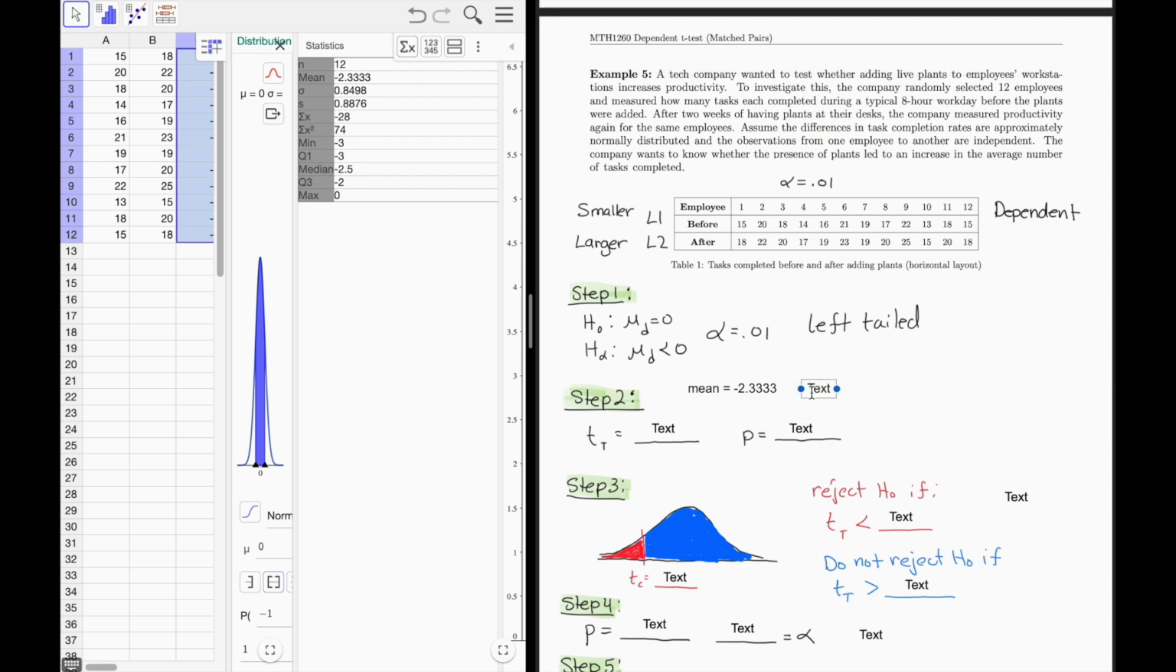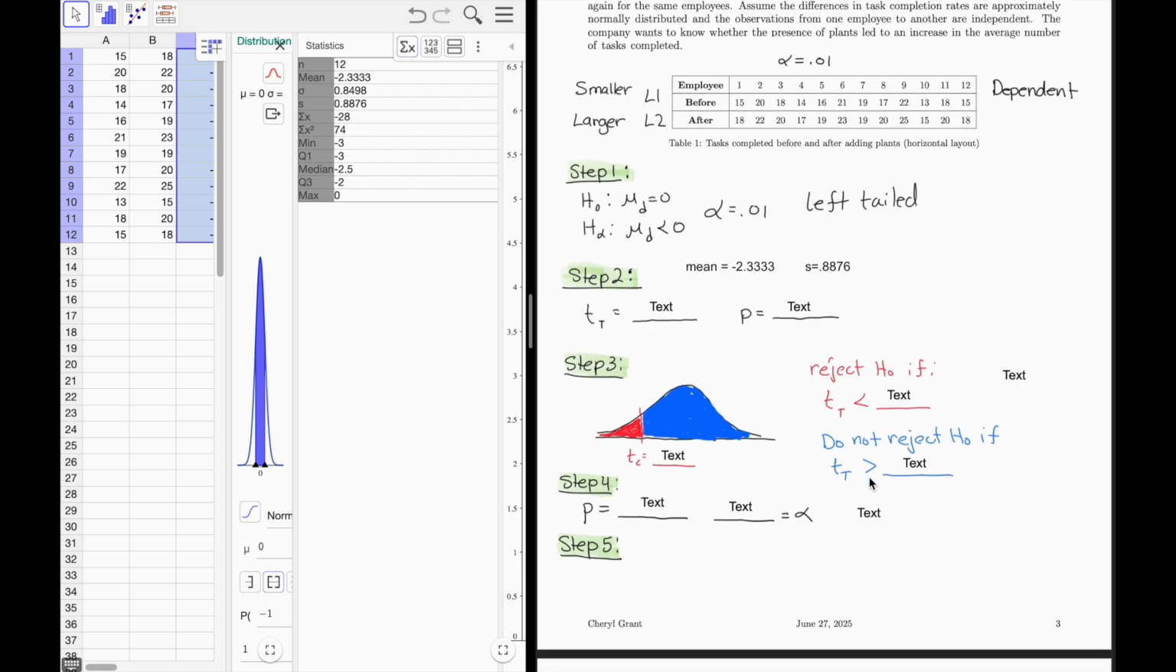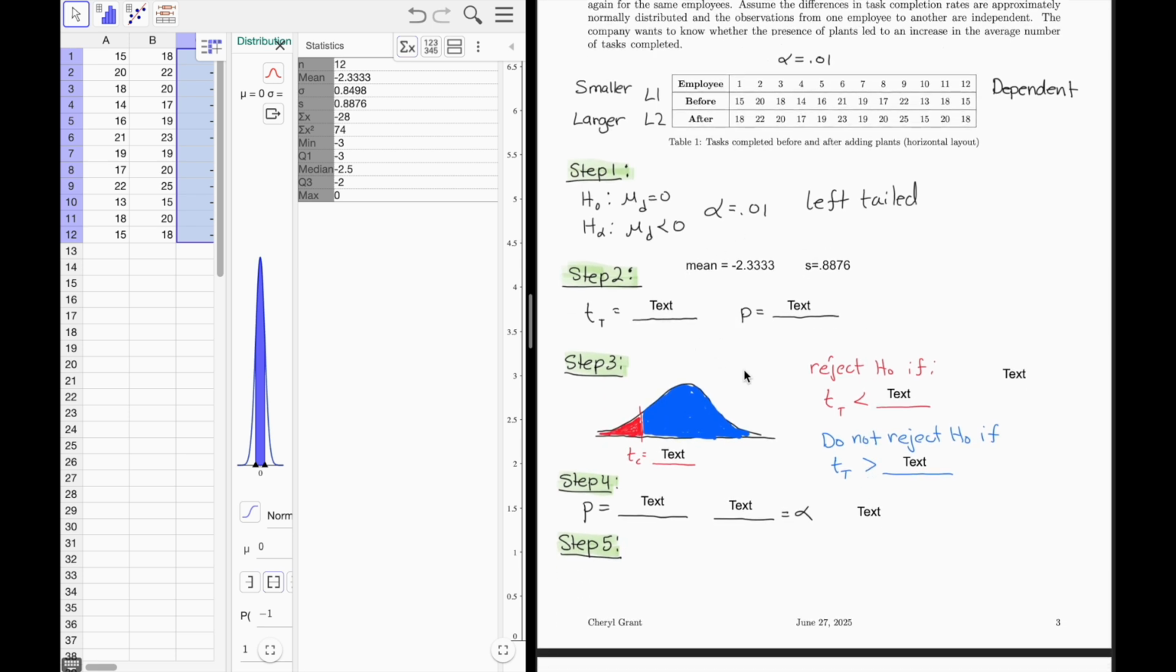Okay, then we're going to put our standard deviation down because we're going to need this. S equals 0.8876. All right, now we have what we need to complete our t-test. So I'm going to close this out.